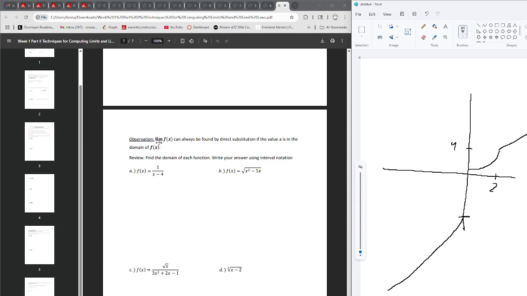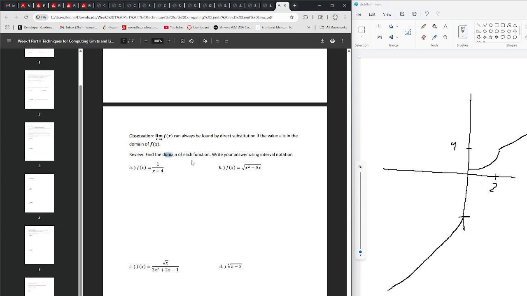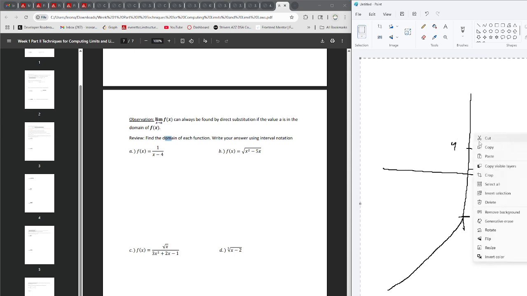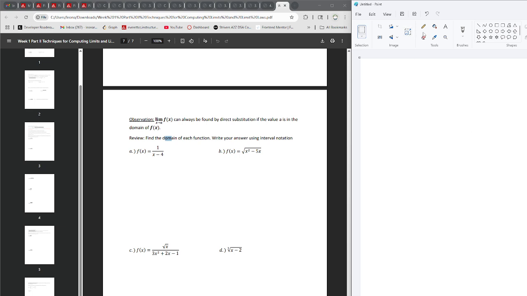The limit of f of x as x approaches a can always be found by direct substitution if the value a is in the domain of f of x. Find the domain of each function, write your answer using interval notation. Well, we know, because we're in Calc 1 and we only care about real numbers, there's two things to consider. We cannot divide by 0, and we cannot take the square root of a negative number, or like we don't want to.